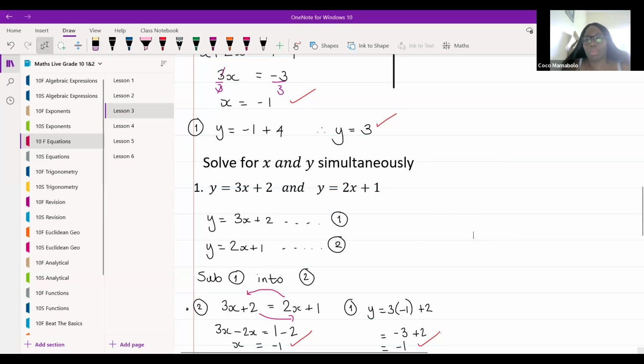Yes, ma'am. All right, good question. Ma'am, for what you were just saying right now, when they give you a number after the equal sign instead of a y, both of the equations have a number after the equal sign.